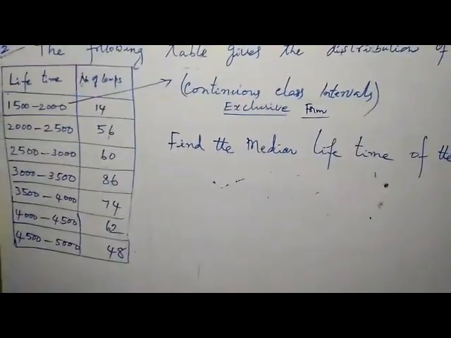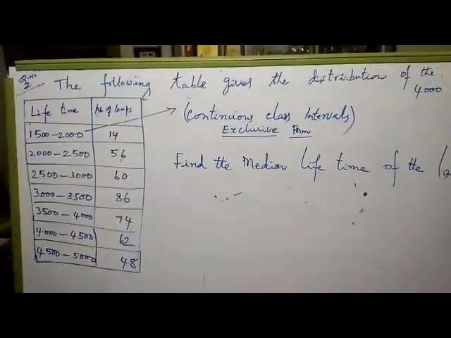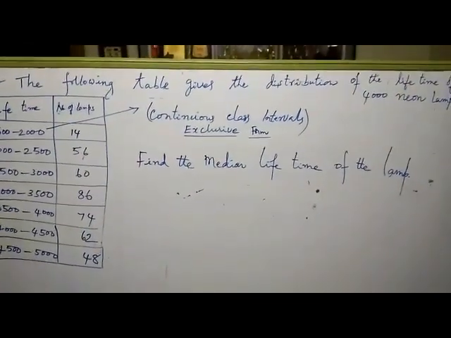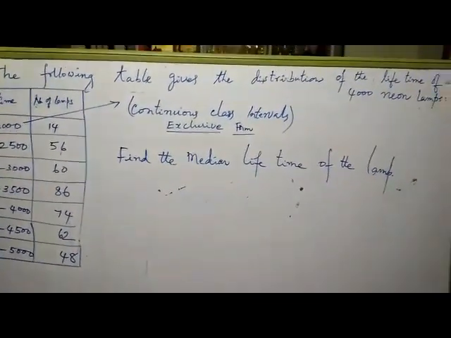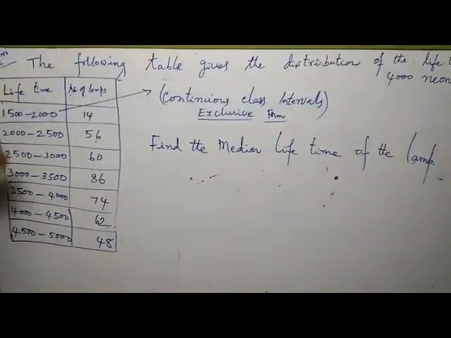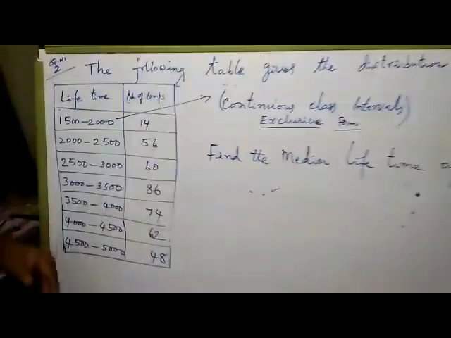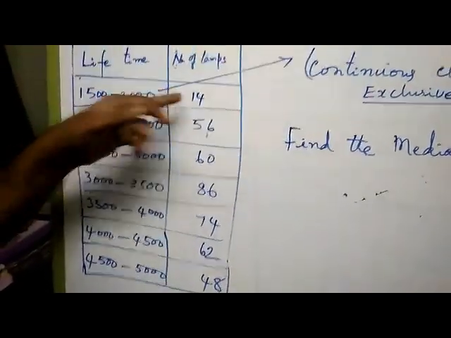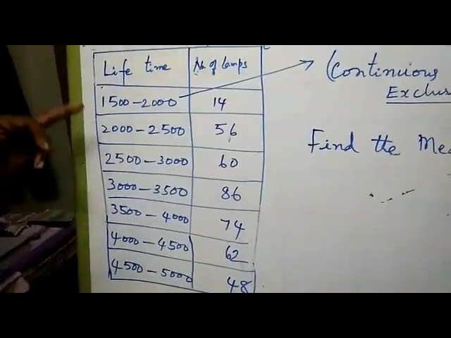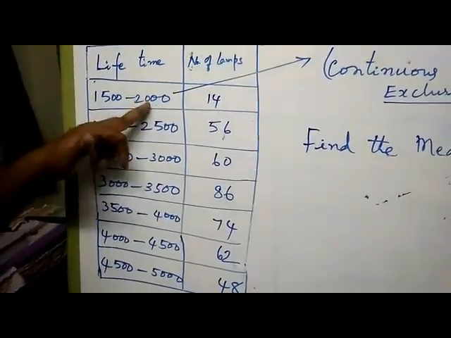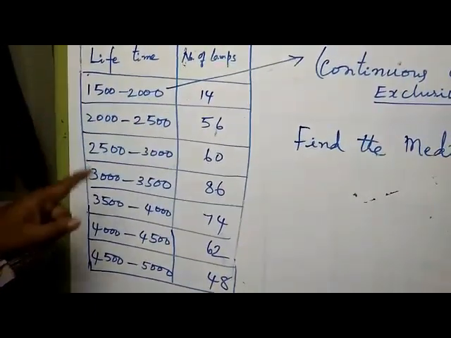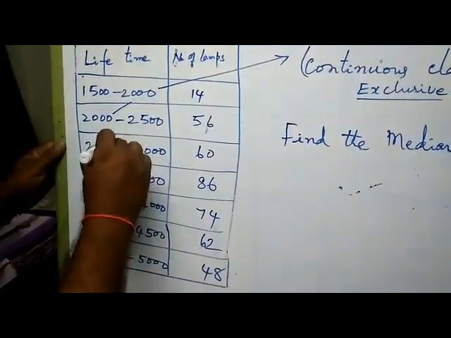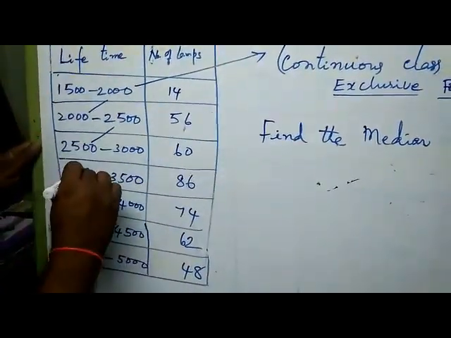Okay, one more question. The table is given. The following table gives the distribution of the lifetime of 4000 neon lamps. Lifetime and number of lamps, the table is given. These are the class intervals and these are the frequencies: 1500 to 2000, 2000 to 2500, 2500 to 3000. These are continuous class intervals.